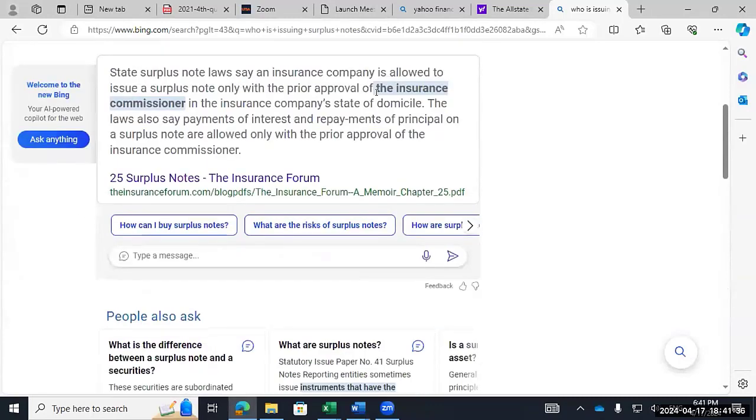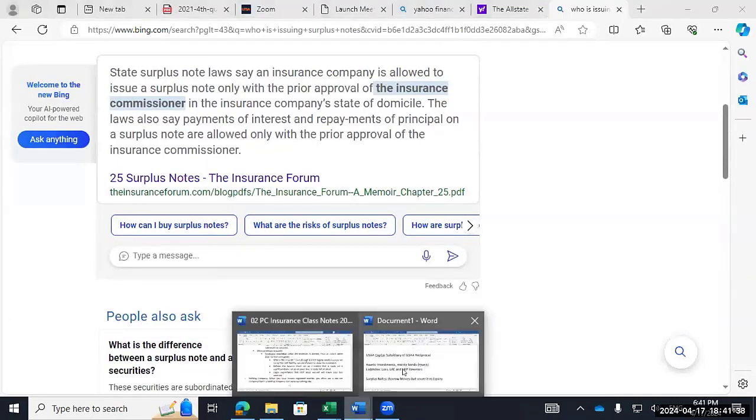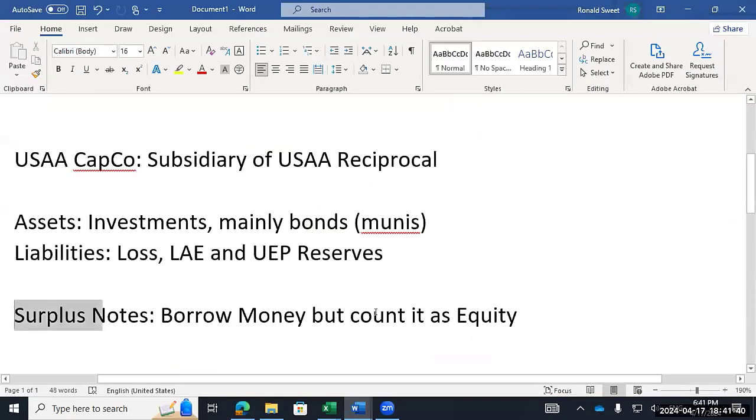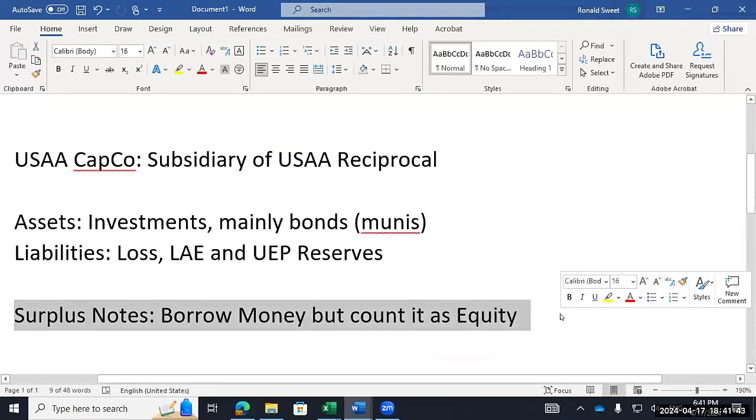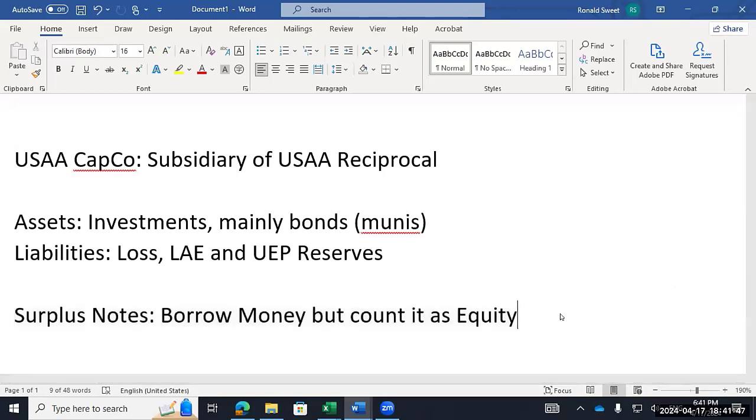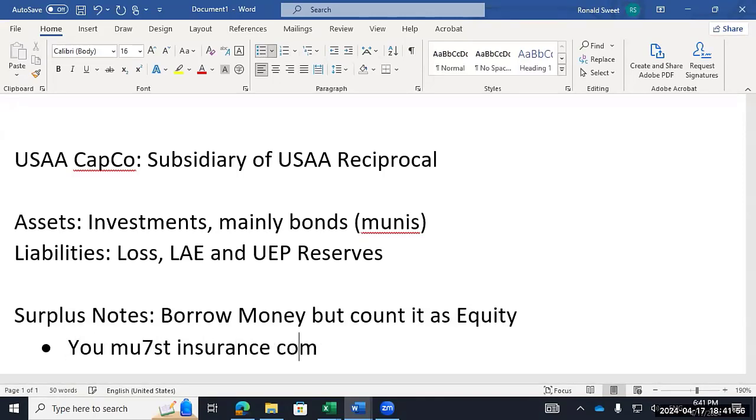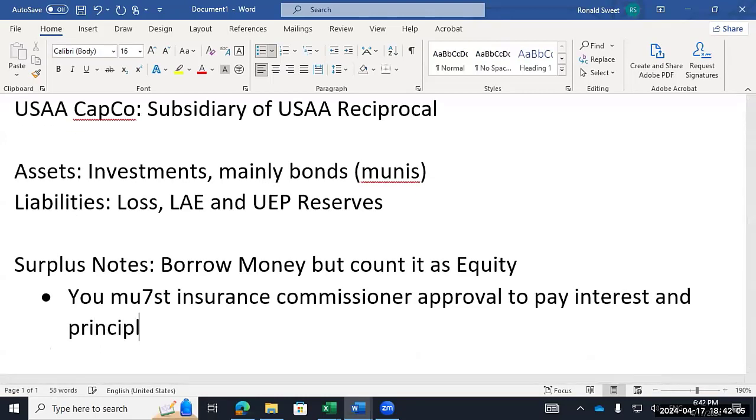But you notice the insurance commissioner comes up. Why does the insurance commissioner come up? So why in the world will regulators let someone borrow money, but put it in their net worth to give them more capital? The key to a surplus note is, you must have insurance commissioner approval to pay interest and principal. That's what a surplus note is.